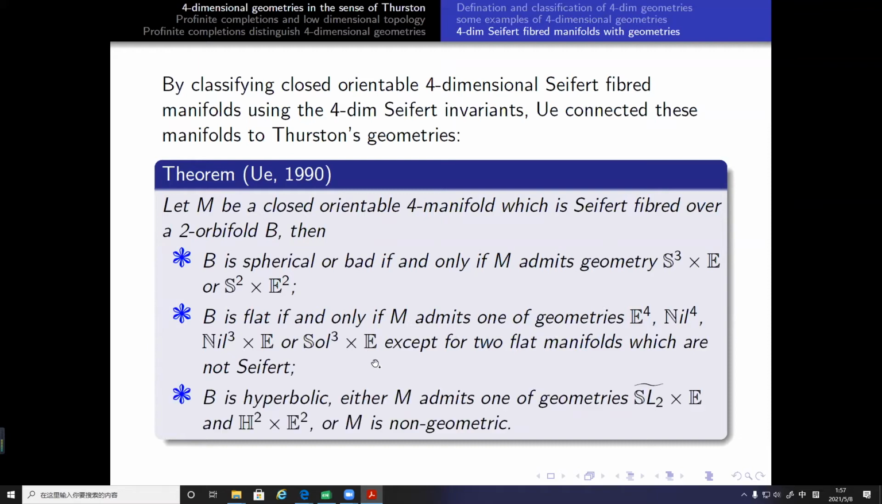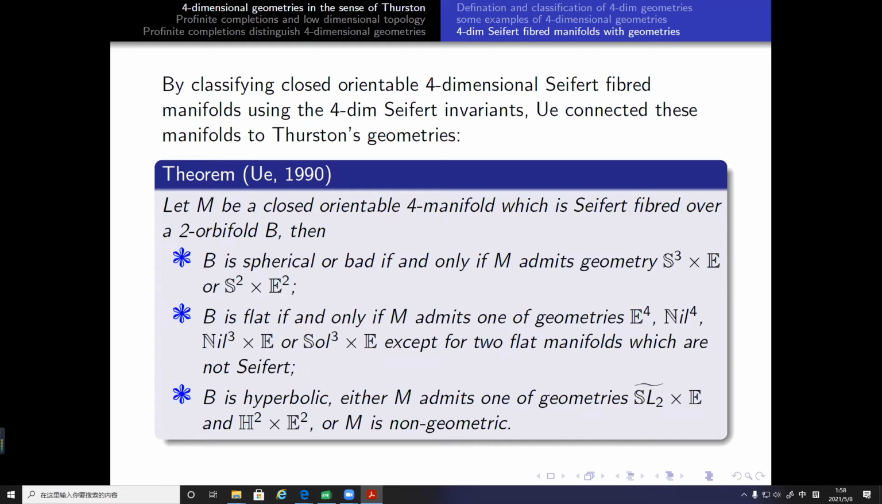Okay, and then if the base is hyperbolic, then either the four-manifold admits one of the geometries, this one and this one, or in the other case, M is not geometric in the sense of Thurston. So in other words, the lifting of geometries in the four-dimensional case is not so powerful as in the three-dimensional case.